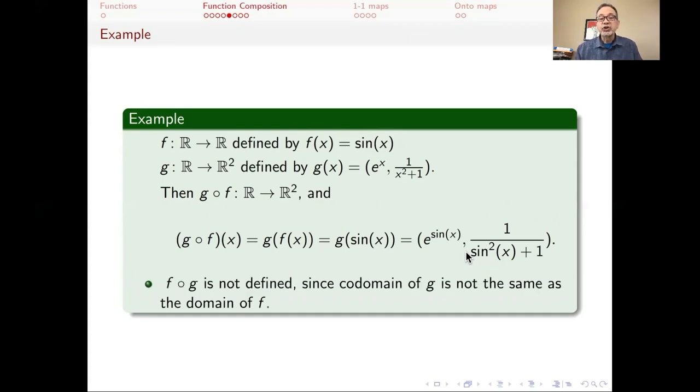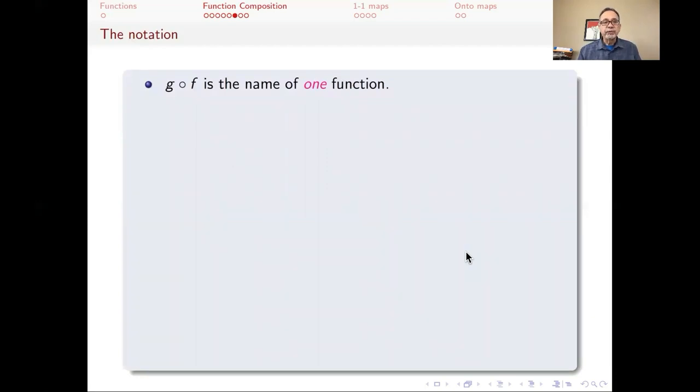Here, f circle g is not even defined, because the codomain of g, where g lands, is not the same as the domain of f. If you try to do g and then f, that doesn't work, because when you start with g, you end up in R2, and then f doesn't know what to do with elements of R2. All f knows what to do with is elements of R. So let's make sure we're comfortable with the notation.